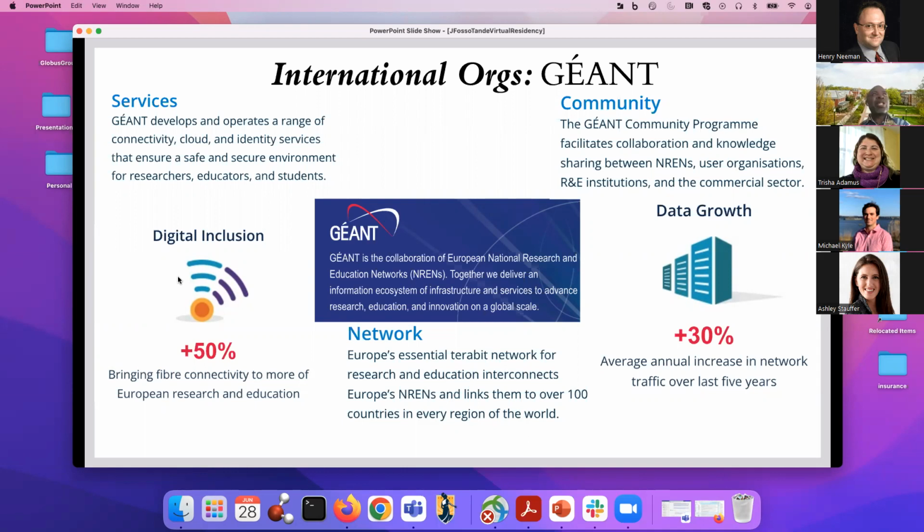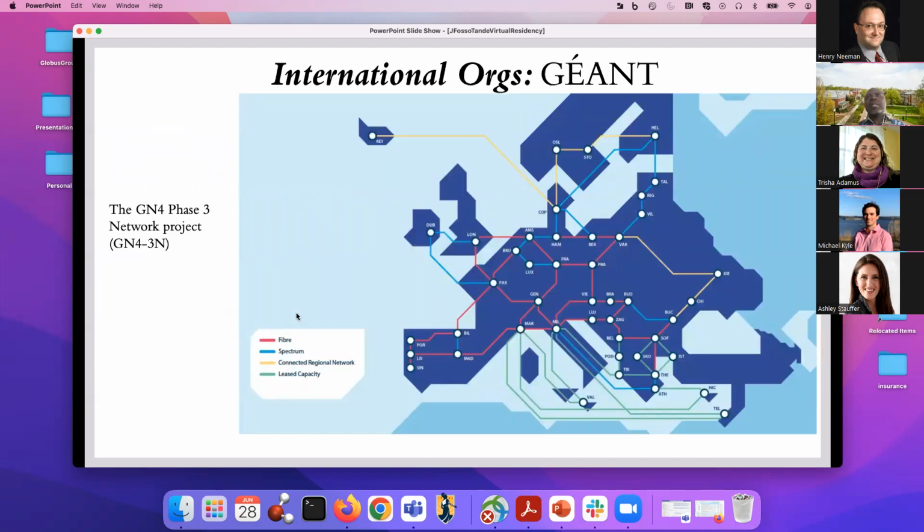So, ensure digital inclusion. They have a 50+% increase, bringing fiber connectivity to more European research and education institutions. Ensure data growth, on average a 30% average annual increase in networking per year. And of course, this is a graphical map representation of GÉANT, especially the GN4 phase 3 network project. As you can see, it connects almost every part of Europe. You have fiber, you have spectrum, connected regional networks, and leased capacity as well.